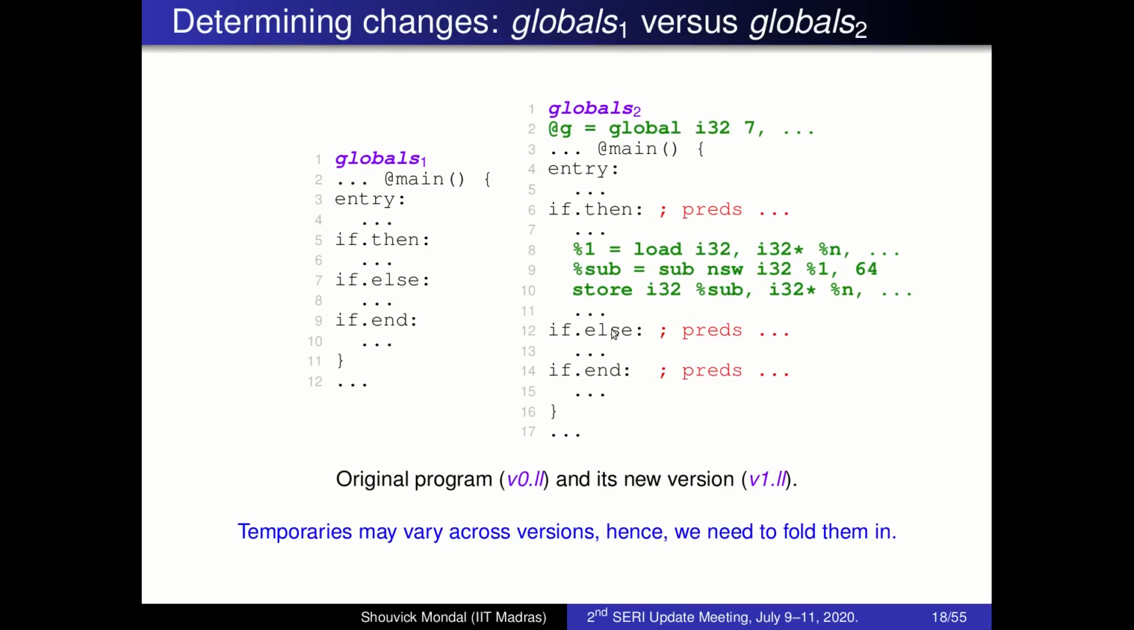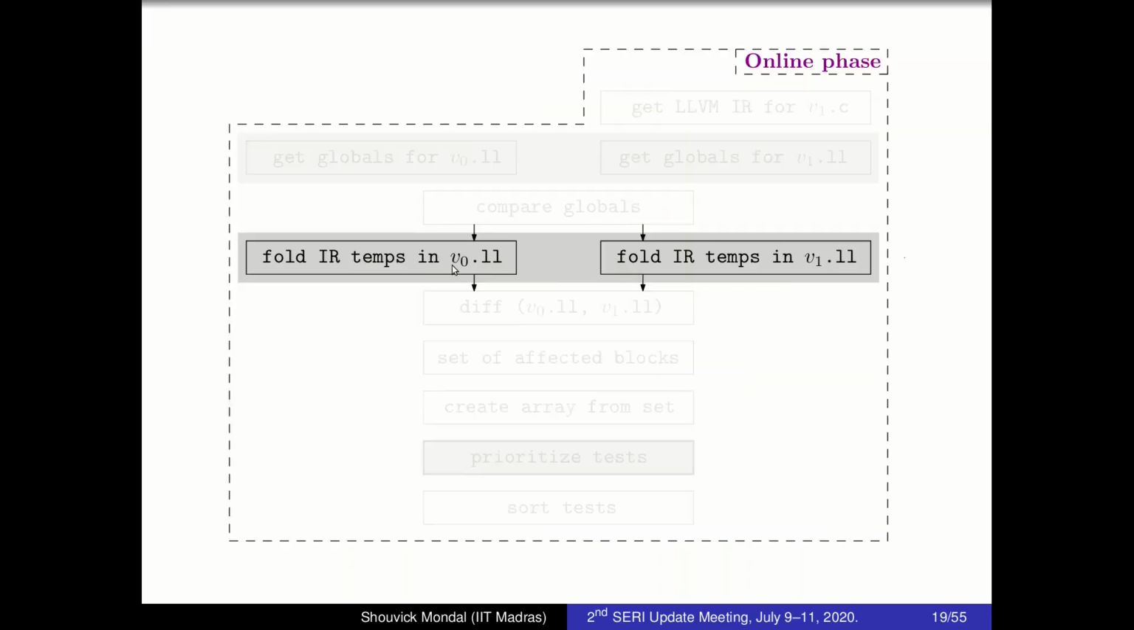Temporaries may vary across versions, hence you need to fold them in. These temporaries, like %1, percentage followed by any number, are the temporaries generated by Clang for LLVM. They may differ from version to version because of code change, transformation, refactoring and all. So to avoid this unnecessary diff, we fold them in. So fold temporaries in V0 and V1 in parallel.